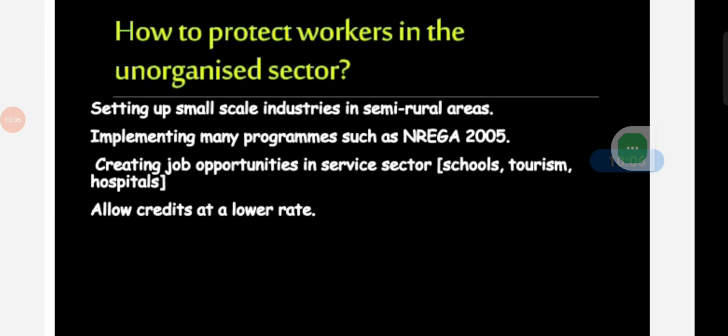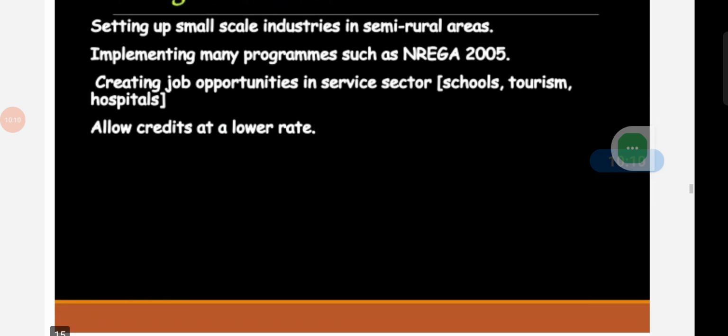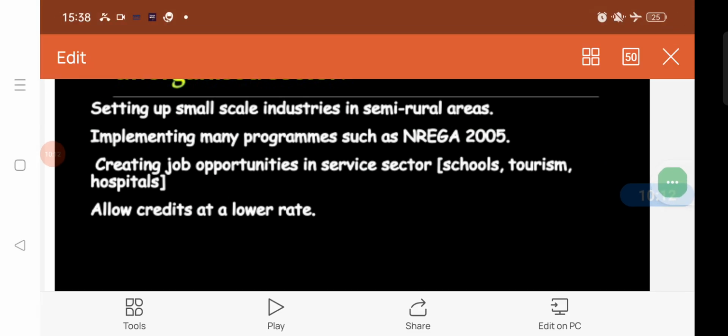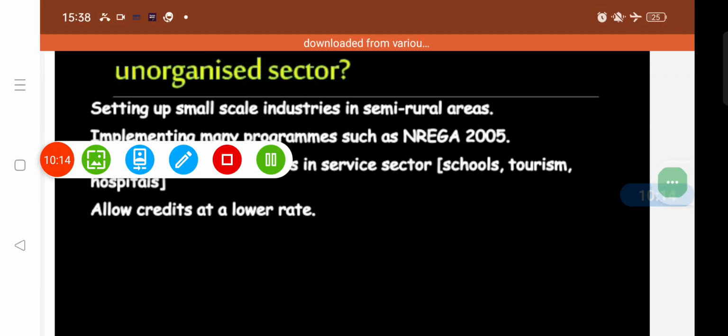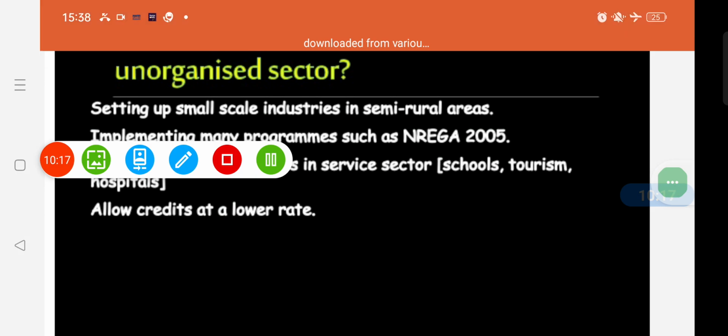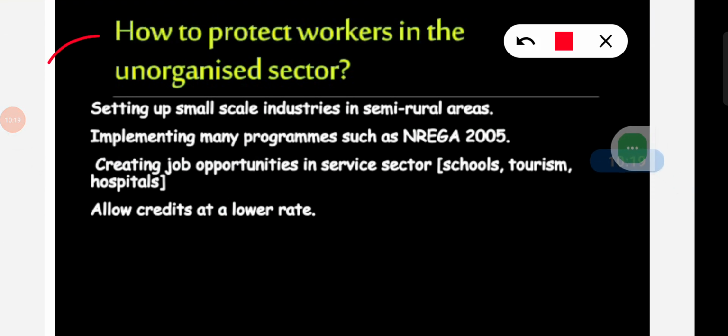Unorganized sector: how to protect the workers in the unorganized sector? By setting up small scale industries. This is a very important question, and it comes many times in the CBSE board exam. So, important question: how can we protect the workers in the unorganized sector? By implementing many programs such as NREGA, creating job opportunities in services, schools and tourism, and also providing credit at a lower rate.